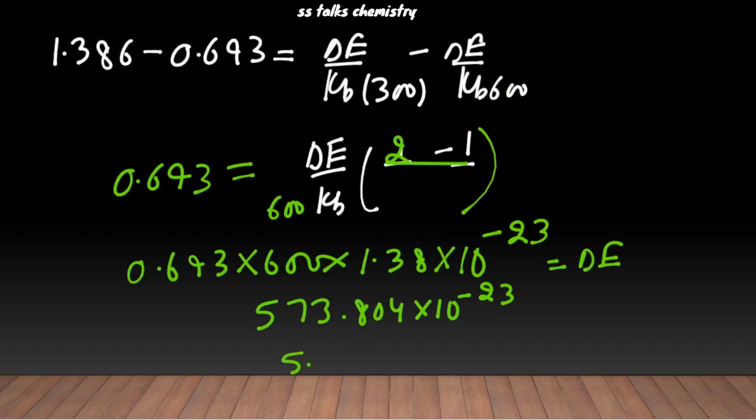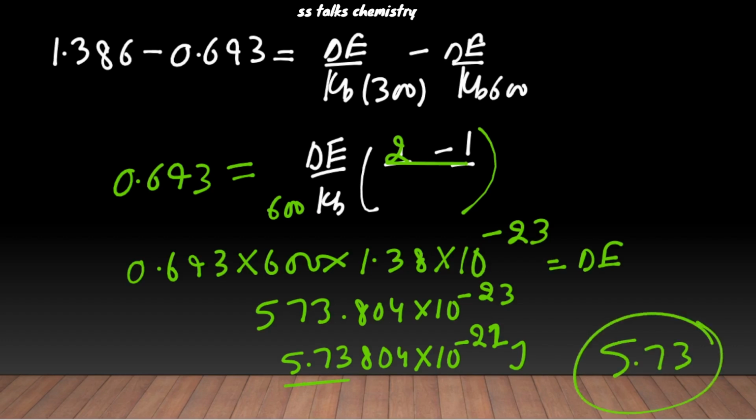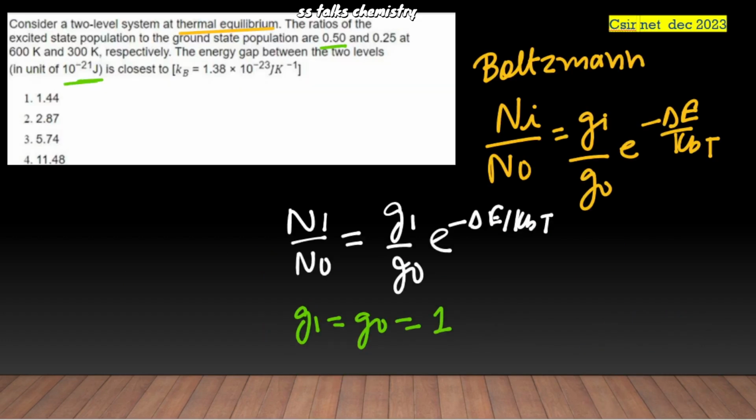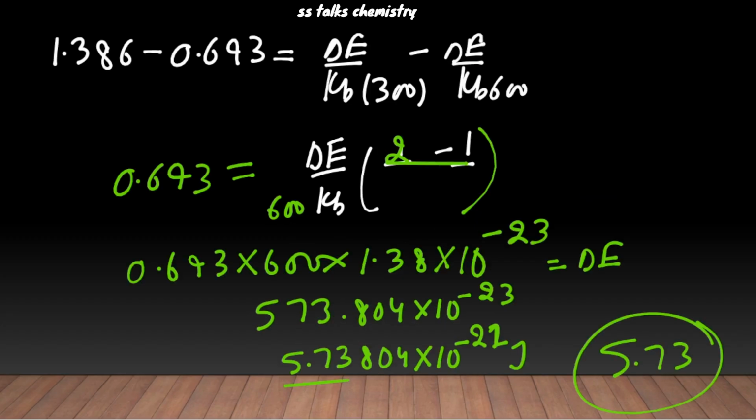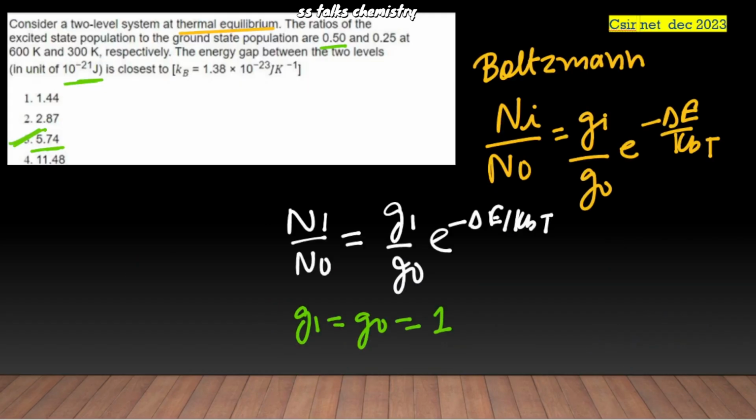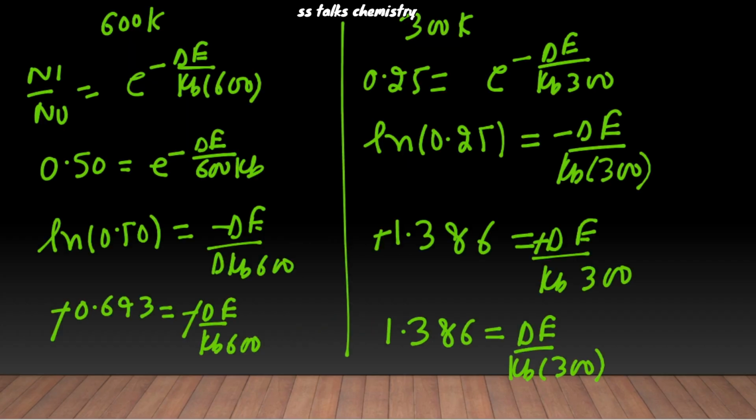So we can write it as 5.73804 × 10^-21 joules, right? So the value is 5.73. This is the answer you are getting from the options. Now check, 5.74 is given, so this value will be the right one, right? 5.73 was there, so close to 5.74 only. So this is the right one. I hope the concept is clear. Okay, now moving to the next question.